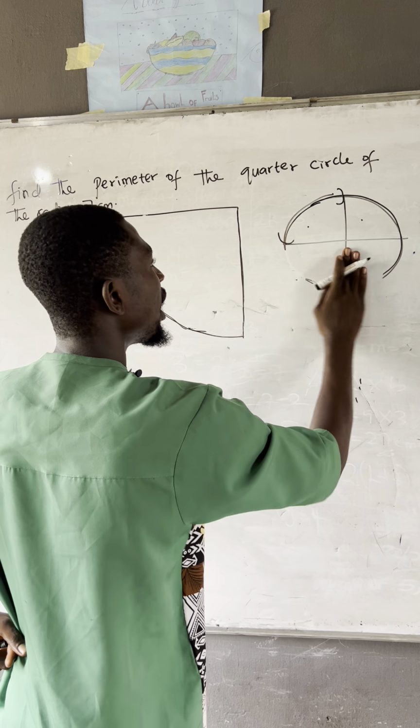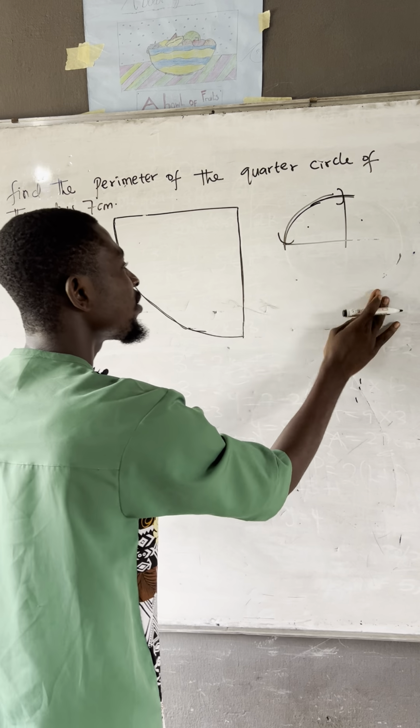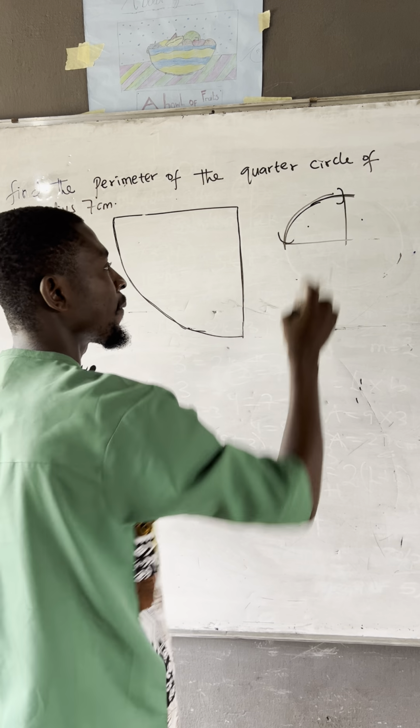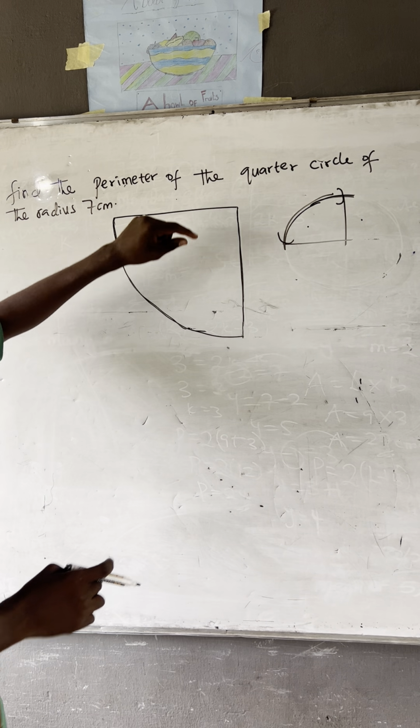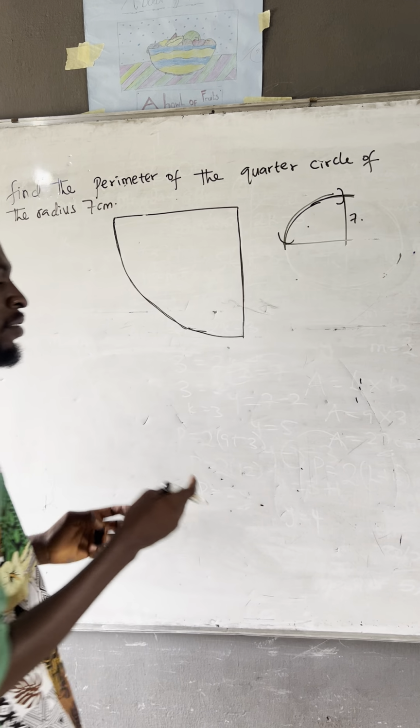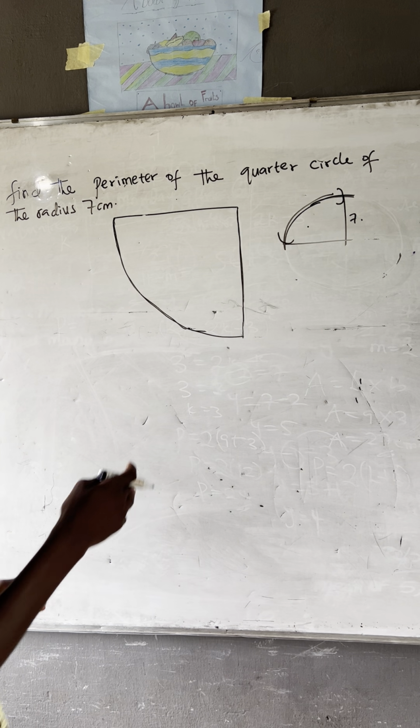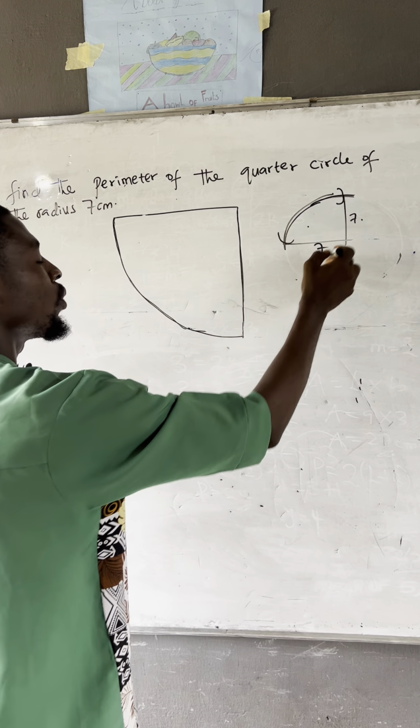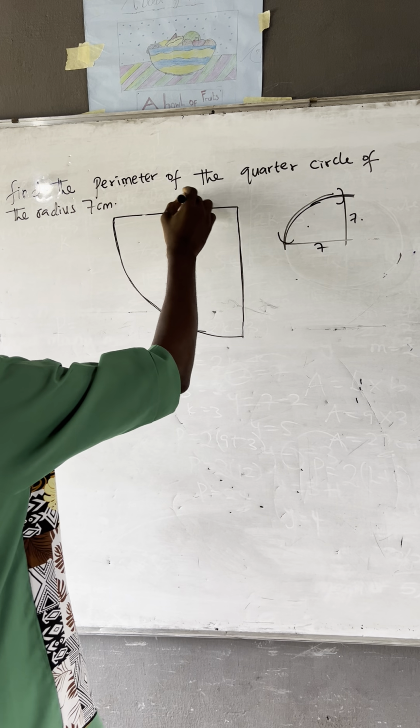Now let's look at it this way. So the quarter of this circle is just here and here. Therefore, remember that this is the radius. The radius is from the center of the circle to any part of the circle. So now this is the radius, and if here is 7, here is equally what? 7. That's another thing you should know.